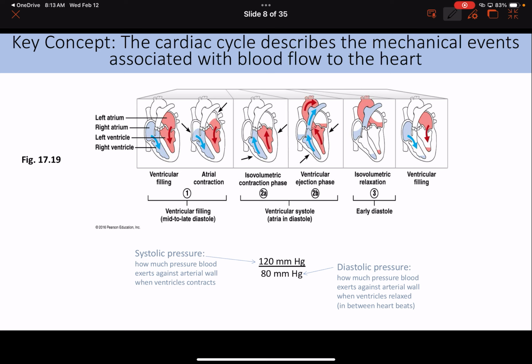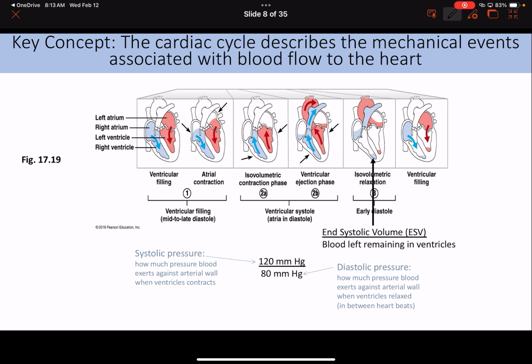there's always going to be a little bit of blood left over. We can never fully eject all of the blood that's in the ventricles out. There's always going to be some left over. That leftover is called the end systolic volume. So this is the blood that's left remaining in the ventricles.